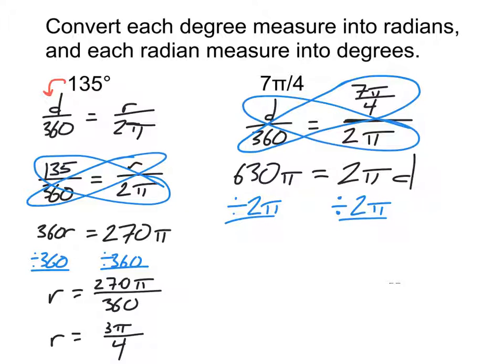And so if we do that, on the left-hand side, I do 630 divided by 2. That gives me 315. And then I do pi divided by pi. They just cancel each other out and go away. That's awfully convenient on these. And then that just equals d, which means I'm done. I figured out that d equals 315. So the answer is 315 degrees.